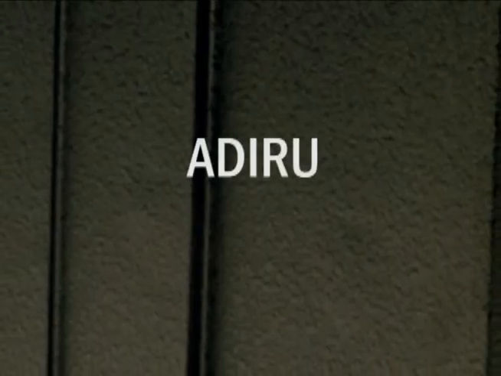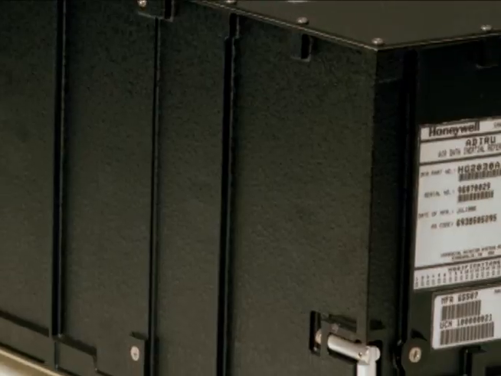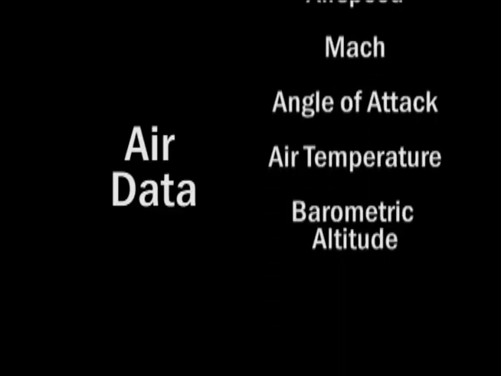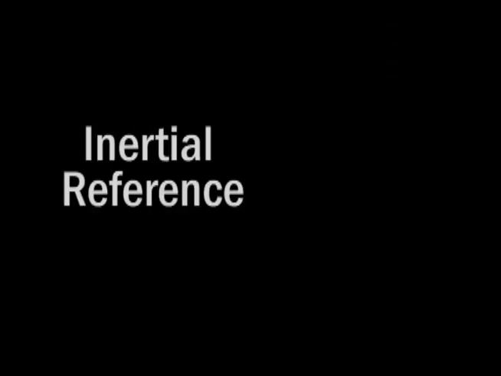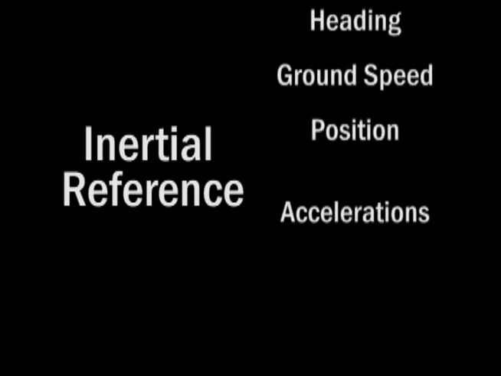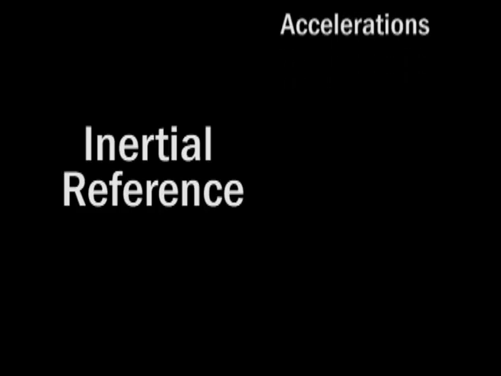The ADIRU, the heart of the Air Data Inertial Reference System, has two distinct partitions with independent processors. The air data function calculates critical air data such as airspeed, Mach, angle of attack, air temperature, and barometric altitude. The inertial reference function provides attitude, heading, ground speed, and present position data for use in navigation, and body acceleration and rate information for guidance and flight control.